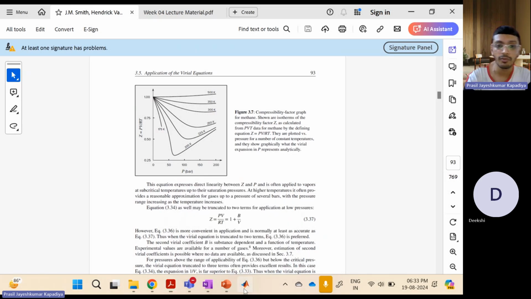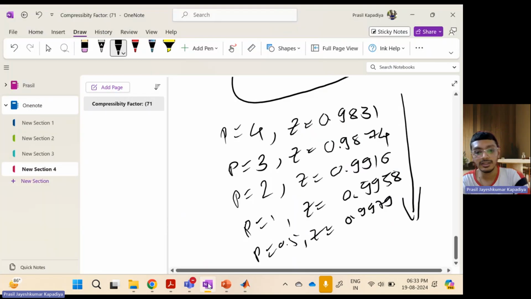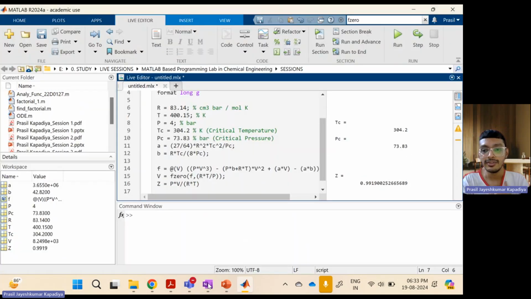For methane gas. So let's check the same thing for this CO2 gas. Let's keep pressure 4 again. Let's check it at 300. First, what was the value at 300 Kelvin? It was 0.9831. This was the value. Now let's increase from 300 to 400. So it is 0.9919. See, just increasing 100 Kelvin, it's not a small difference, it's a huge difference. By increasing temperature by 100 Kelvin, the value is changing from 0.98 to 0.99.